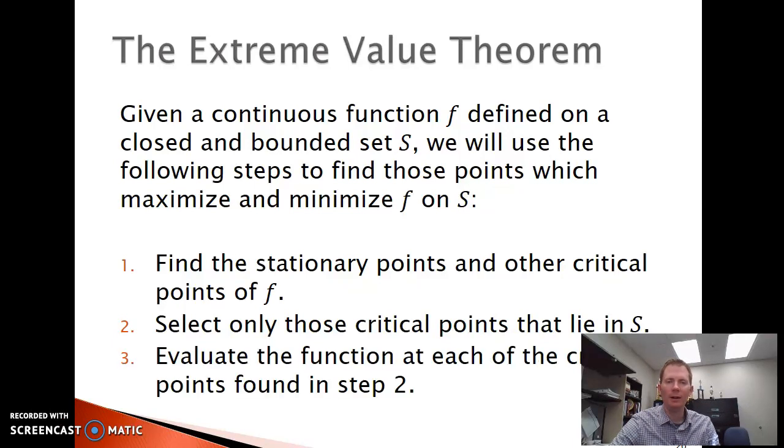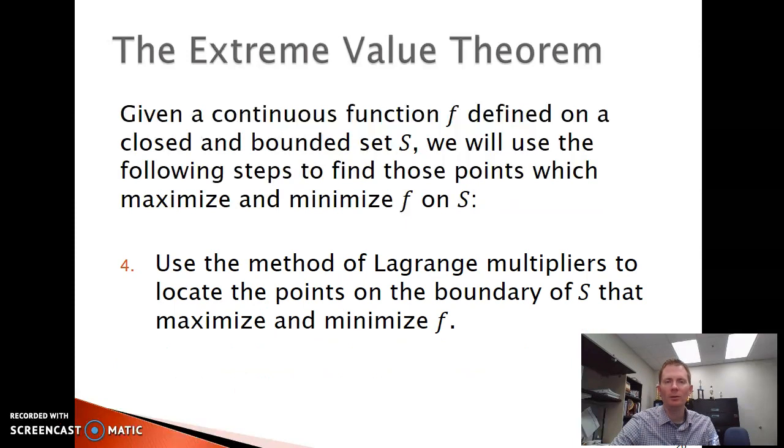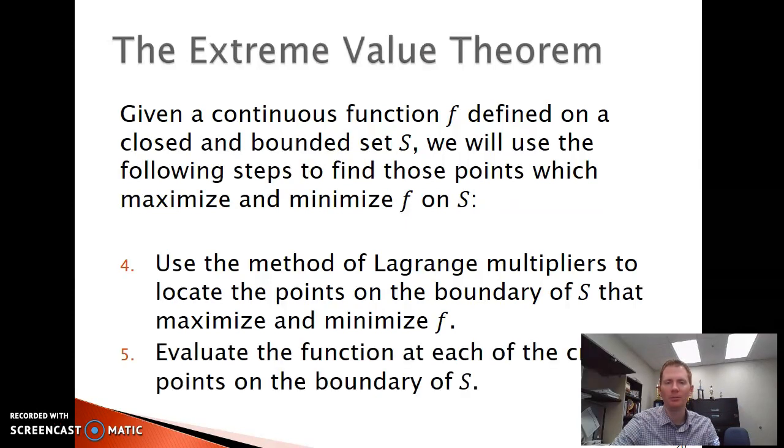And then we'll evaluate the function at each of the critical points found in that previous step, so we can see how large it gets at each one of those critical points. Is it a maximum? Is it a minimum? Is it a saddle point? Then we'll use the method of Lagrange multipliers to locate the points on the boundary of S that maximize and minimize f. So subject to the constraint of the boundary, what is the maximum value of the function? What is the minimum value of the function?